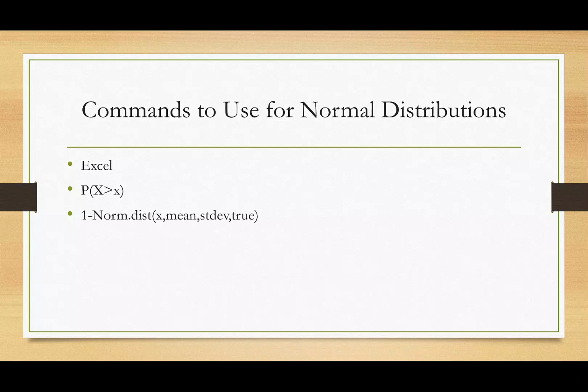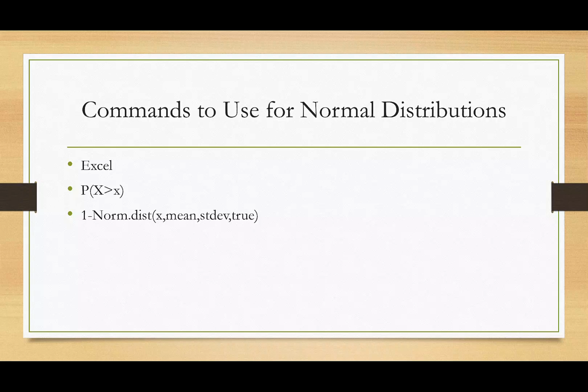If we want the probability that x is greater than a given value of x, then we'll do 1 minus norm.dist with our value of x, the mean, standard deviation, and true. Remember, Excel only gives values less than the given value that we enter. So when we want to find something greater, then we always have to do 1 minus the value when x is less than x.